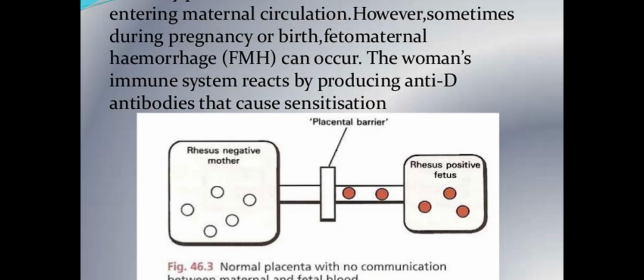Now, what is the pathophysiology behind it? Usually, the placenta acts as a barrier to fetal blood entering the maternal circulation. However, sometimes during pregnancy or birth, feto-maternal hemorrhage can occur. The woman's immune system reacts by producing anti-D antibodies that cause the sensitization. This is the picture showing the placenta, which is the barrier between the fetal blood and the mother's circulation.